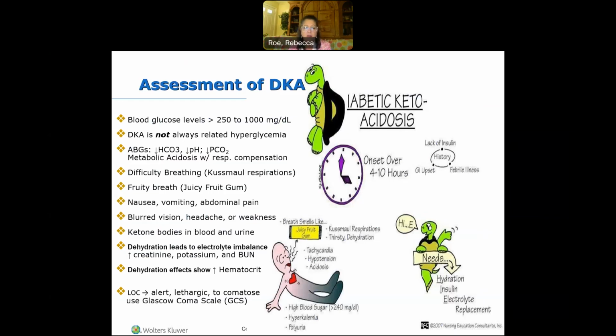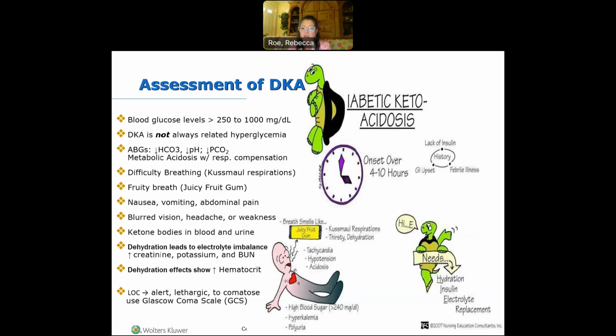They can also have nausea, vomiting, abdominal pain, blurred vision, headache, or weakness. They are spilling ketone bodies. They have ketones in their blood and they have ketones in their urine. They have extreme dehydration. And because of this dehydration, it leads to electrolyte imbalance. So you're going to see an increase in the creatinine, the potassium, and an increase in the BUN. You may need to do a Glasgow Coma Scale screening, mainly because you want to see where they are.